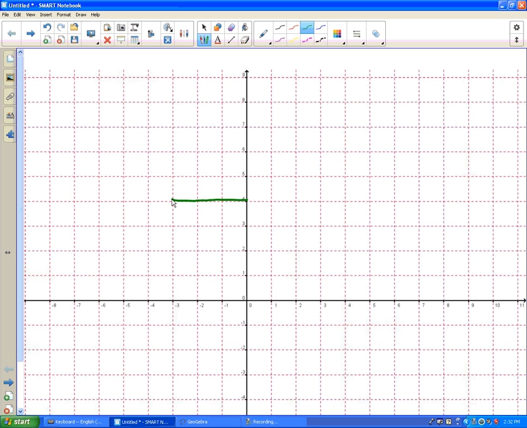Here's a horizontal line. We're going to try and write the equation for this particular horizontal. Notice that everywhere along this line, the y values have the same total. They're all 4. So if we look here, y is 4, here y is 4, everywhere y is 4. So our equation is going to start out y equals 4.